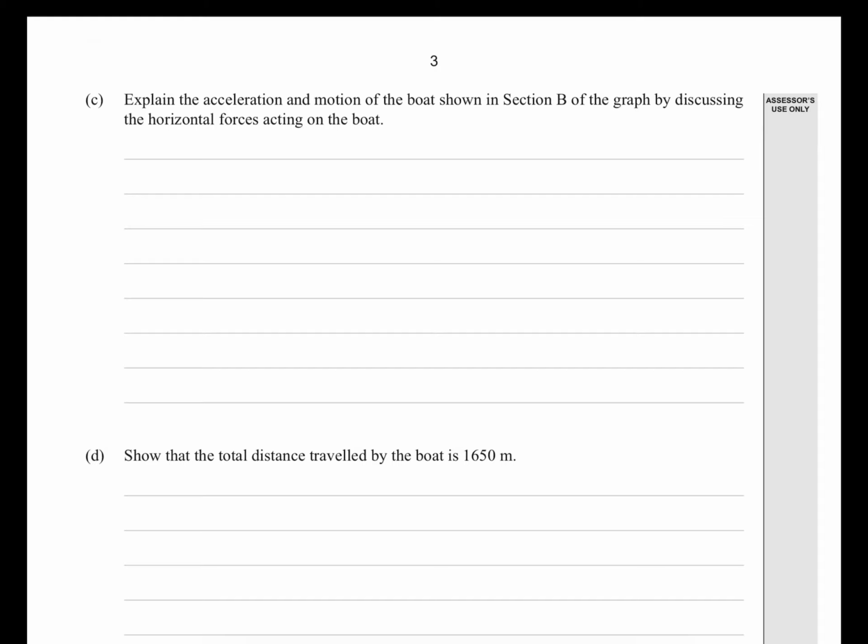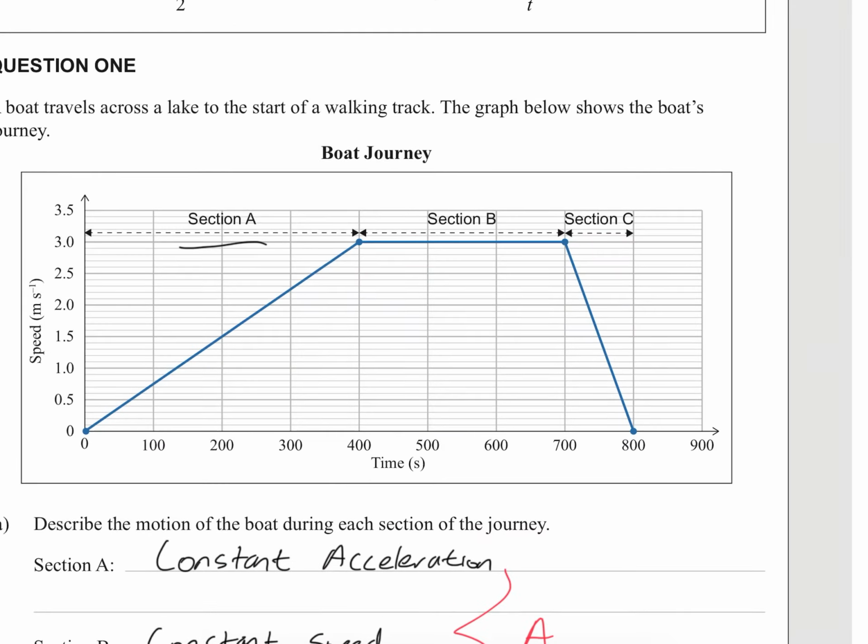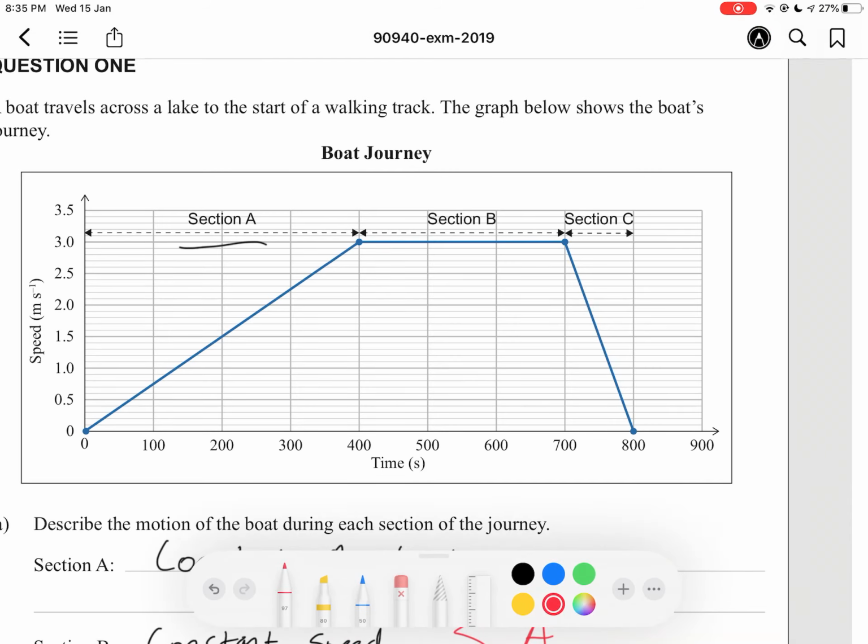Alright, question C. Explain the acceleration and the motion of the boat shown in section B of the graph by discussing the horizontal forces acting on the boat. Section B is from 400 seconds to 700 seconds, the portion of the graph where the boat was going at a constant speed. When the boat is going at a constant speed, there is no acceleration. When there is an acceleration, there has to be an unbalanced force. However, because there's no acceleration here, there are no unbalanced forces.